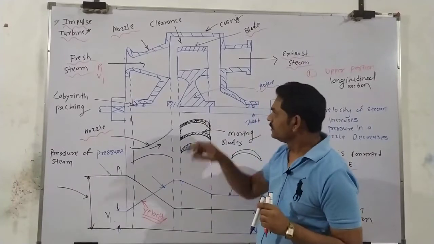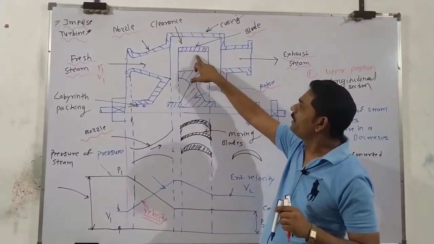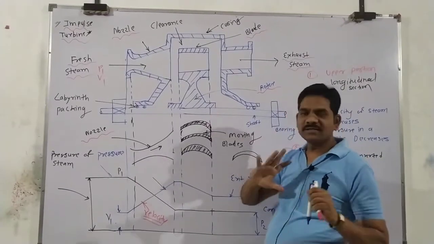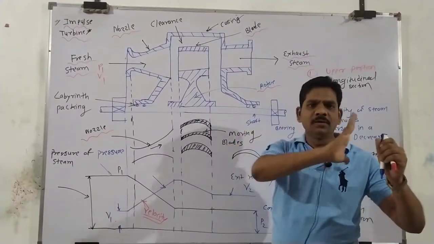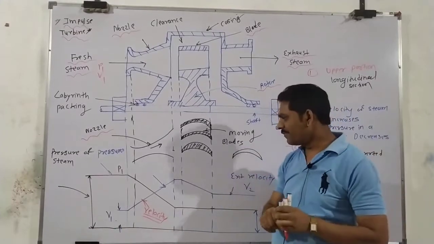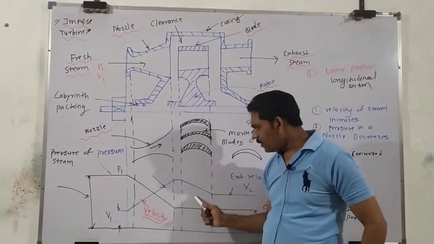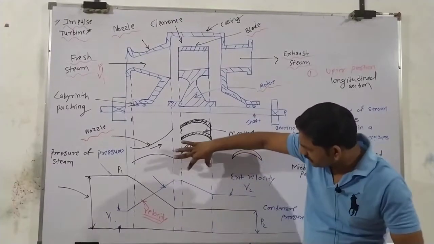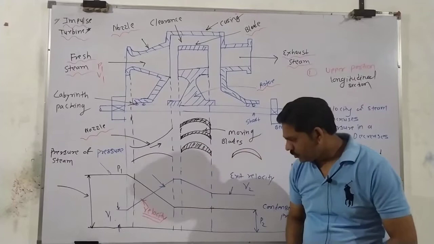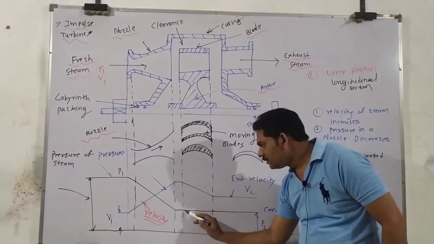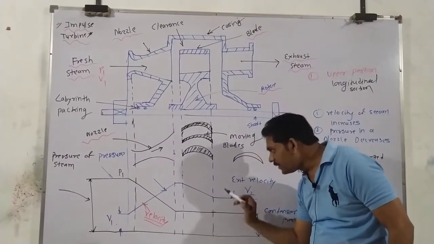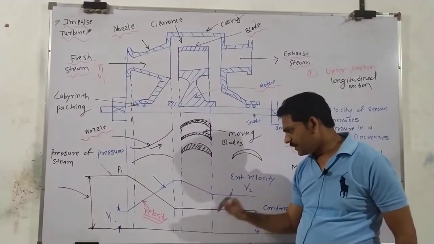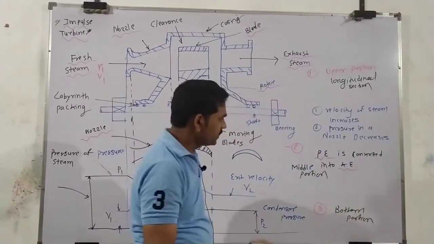the rotor connected with the blades, and this complete assembly is connected with the shaft. The high-speed steam strikes the blades of the rotor. So what is the effect of the steam on the rotor blades? If you observe here, the pressure should be constant in the moving blades. Suppose this is P1, and this pressure is constant in the moving blades.